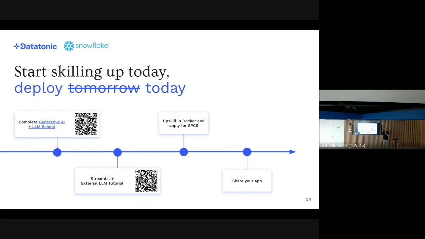And once you're comfortable with creating your first GenAI POCs, I would really recommend you to upskill in Docker and then also start to apply for container services, because this is currently in private preview. And then the last thing just to highlight is share your app. There's the native apps framework in Snowflake, which you can leverage to share your app within your organization, but also with other teams, and all of this with the role-based access, which already exists in Snowflake.